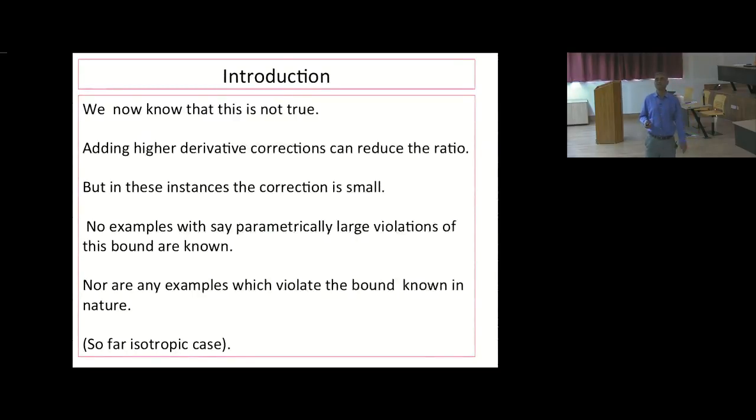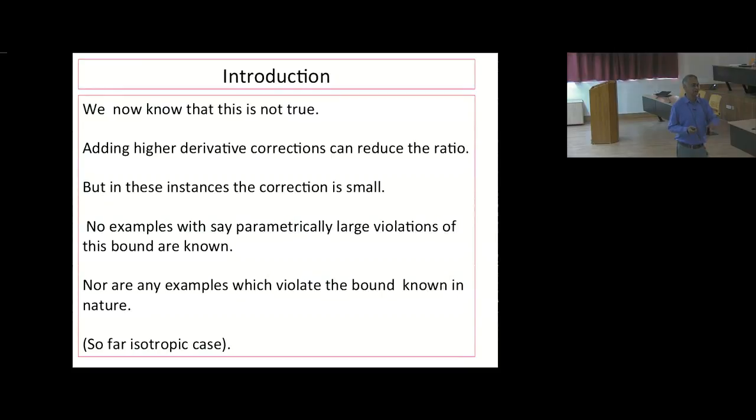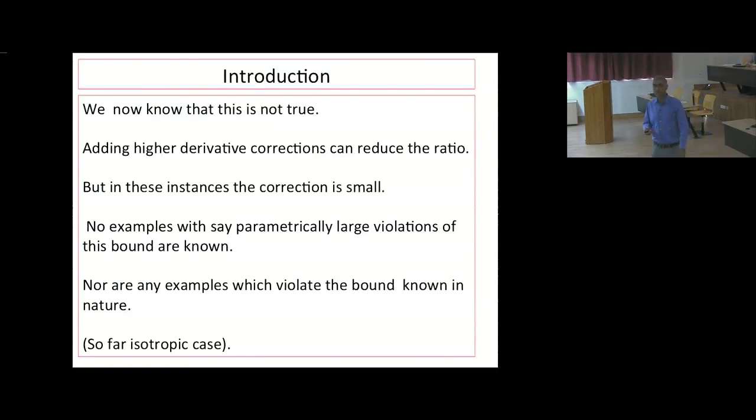You can add higher derivative corrections in a legitimate way to the two derivative Einstein-Hilbert action, and that can drive the viscosity to be smaller than 1 over 4 pi. But in all controlled examples of this kind, the resulting corrections are small. We can't go to a genuine limit where these corrections are order 1, as far as I know, and do a calculation. So we know that it's not a bound, but maybe there is still a bound, just not quite 1 over 4 pi. Maybe the viscosity can't become very much smaller in the isotropic case.